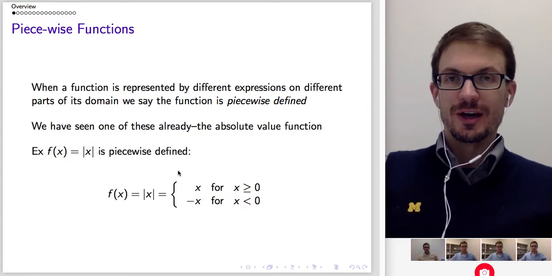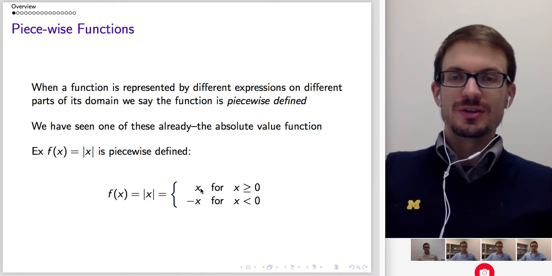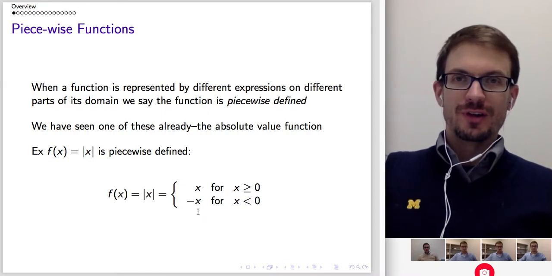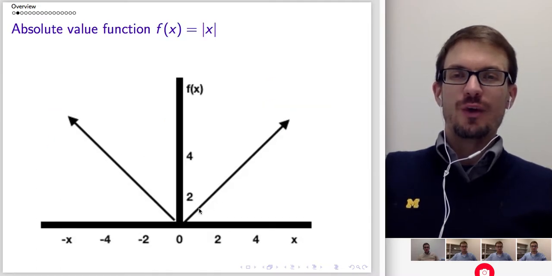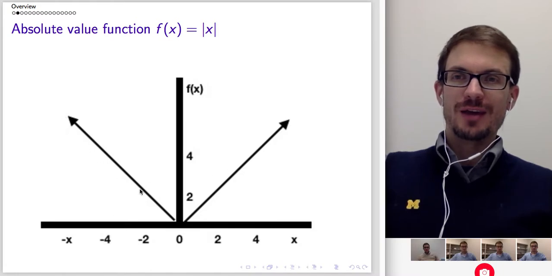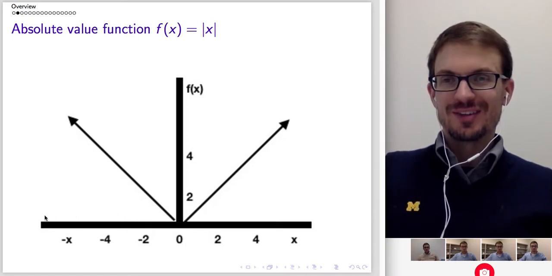That was piecewise-defined. For positive values of x, this function is just the line y equals x. But for negative values of x, it's defined as the line y equals minus x. So what does this graph look like? Well, there's two different segments. There's one with a slope of 1, this is the line y equals x, and one with a slope of negative 1, this is the line y equals negative x. Remember why that's necessary. For negative x, we need to take its opposite.